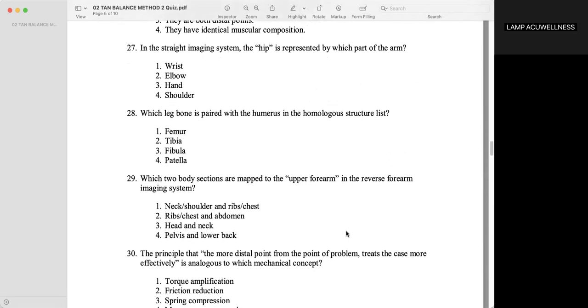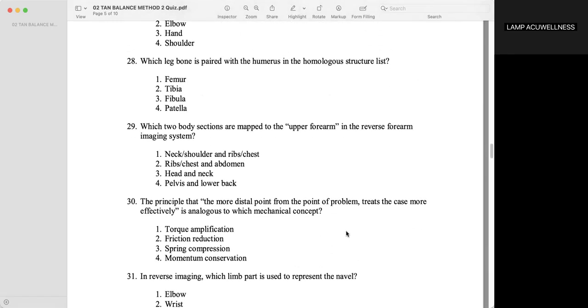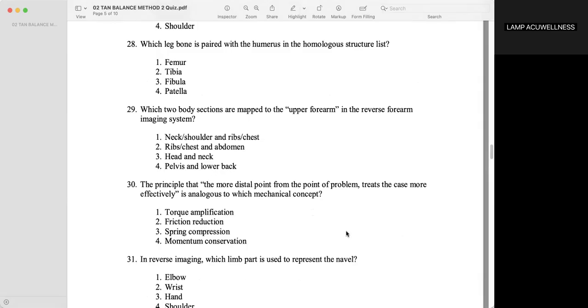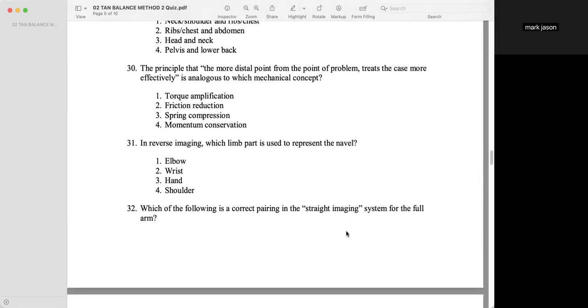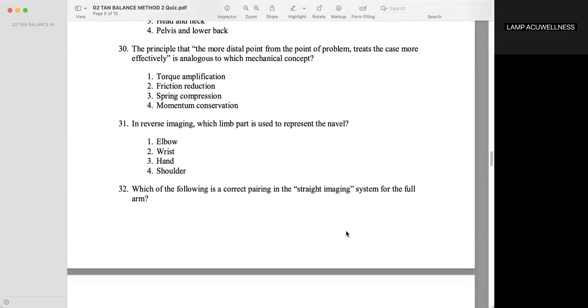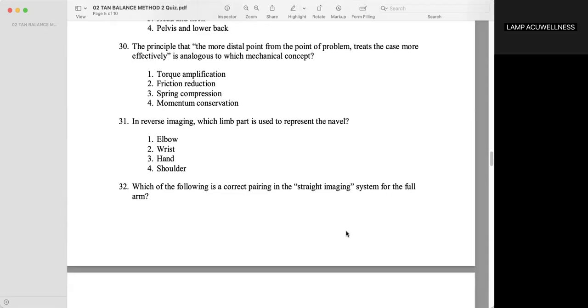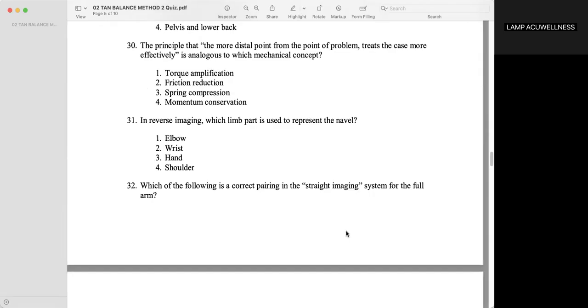Wrist. Which leg bone is paired with the humerus in the homologous structure list? Femur. Which two body sections are mapped to the upper forearm in the reverse forearm imaging system? Ribs, chest, and abdomen. The principle that the more distal point from the point of problem treats the case more effectively is analogous to which mechanical concept? Torque amplification.